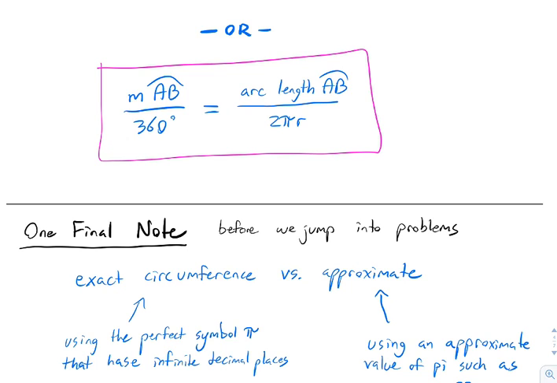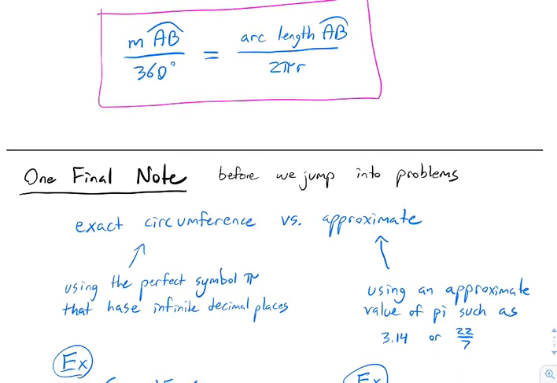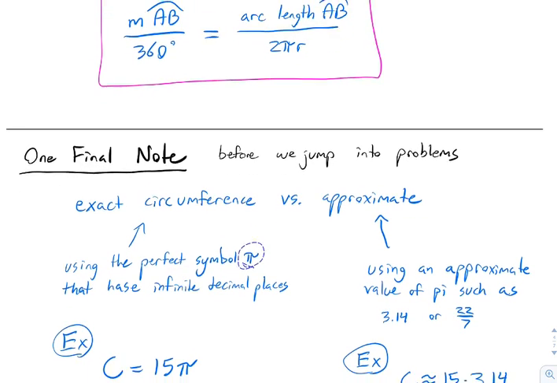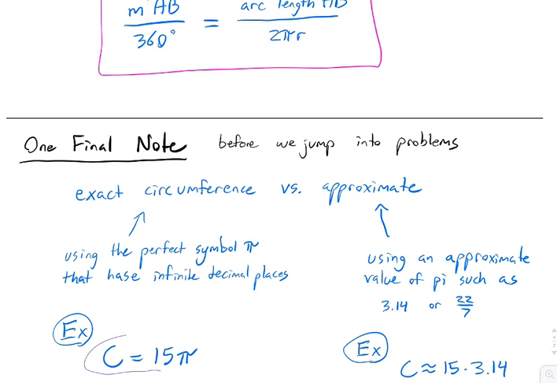In general in math, especially as you move forward, we prefer exact answers. So an exact answer is using the perfect symbol pi that has an infinite number of decimal places. So a circumference would be exactly 15 pi. Now that's accurate to the trillionth decimal place. Beyond anything we could actually physically create in the real world. It's more accurate than that.